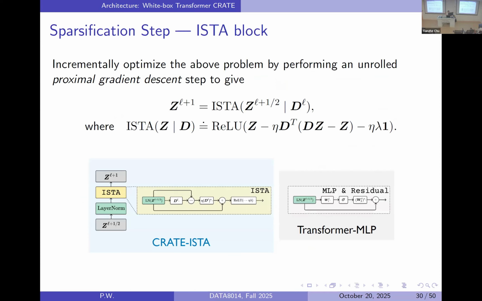Yield the following updates. That is Z_{L+1}, right? It applies an E star operator to Z_{L+1/2}, the intermediate output. This E star operator is like the proximal gradient descent on the objective function we just introduced, Z minus eta times lambda times one. This induces the E star block. That is for the sparsification step.